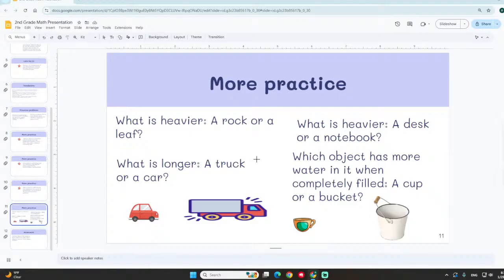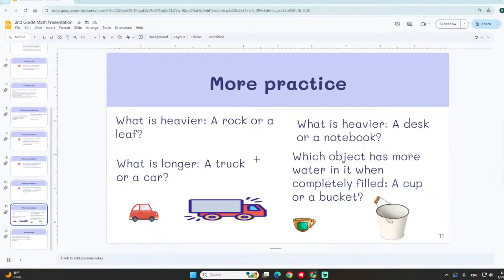So now we'll go to what is heavier, a desk or a notebook. So a desk is, well, you guys, it will be hard to do this because you can't pick up your desk really. But just think about it. Which one do you think is going to be heavier, a desk or a notebook? Which one do you think has more weight? Based on what you see, which one do you think has more weight? So write the comparisons in your notebook.